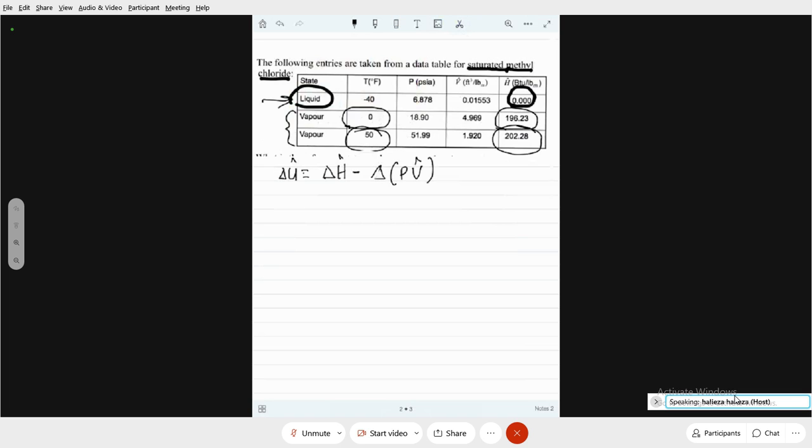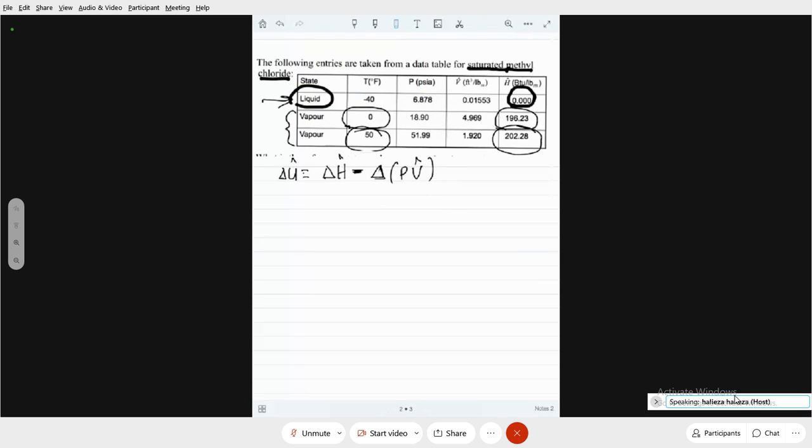The equation, if you look at your notes, is like this: enthalpy change is equal to delta U plus delta PV. That's the equation. So now we need to calculate the internal energy. We're going to get this; it's going to be negative here. Yeah, so let me erase this equation.